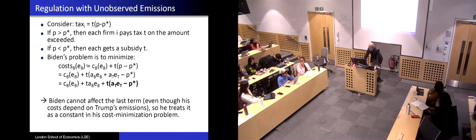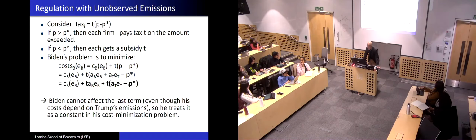We can write Biden's problem in the following way. Biden would try to minimize their cost, which is given by this expression here. This is the private cost for Biden, which depends on the emission, plus the tax or the subsidy they're going to get, which depends on the tax scheme that we establish here, which depends whether P is higher than P star or not. We can rewrite that in the following way.